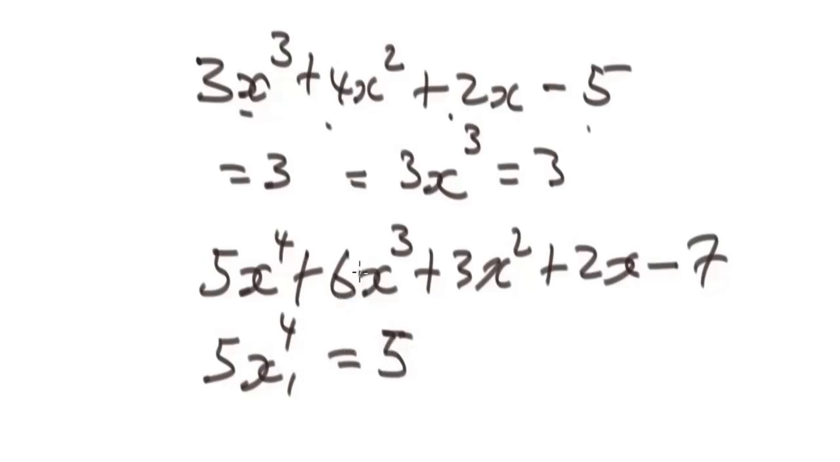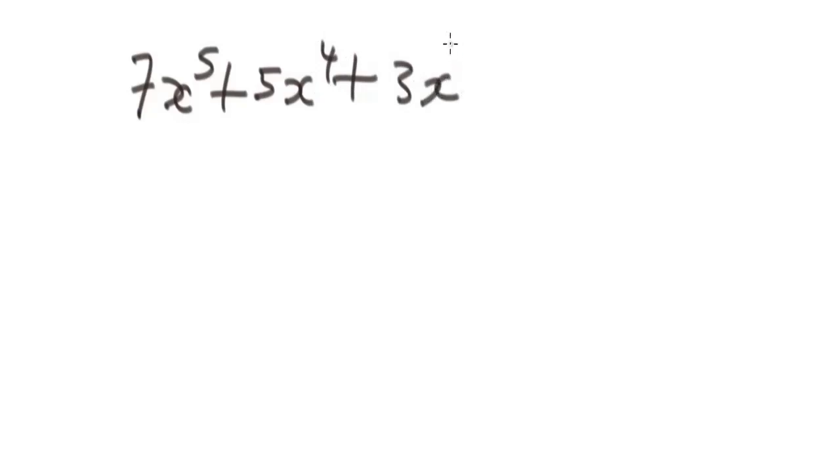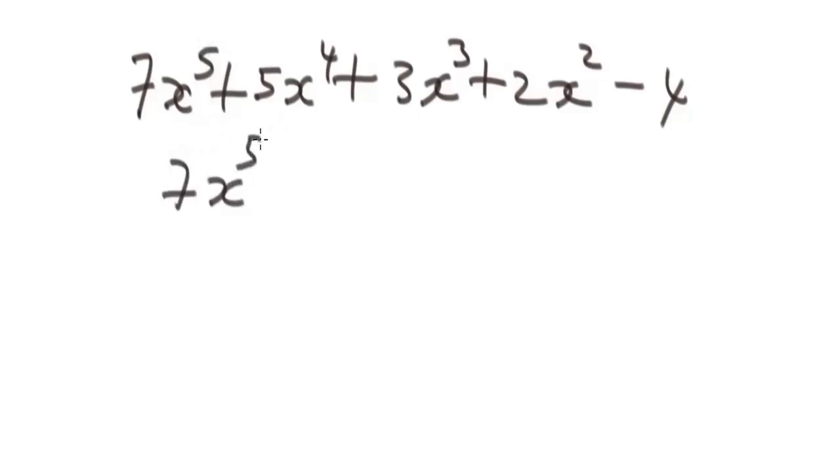And lastly, let's look at what we call a quintic polynomial, in which the highest power of x is 5. Let's look at an example: 7x to the power 5 plus 5x to the power 4 plus 3x to the power 3 plus 2x squared minus 4. This is a quintic polynomial and the highest power is 5. The leading term here will be 7x to the power 5, and the leading coefficient will be 7. So this is basically how you can name polynomials, identify their degree, leading term, and leading coefficient respectively.